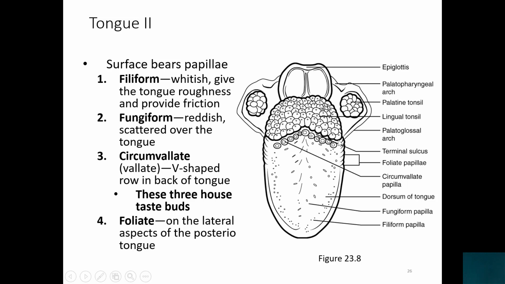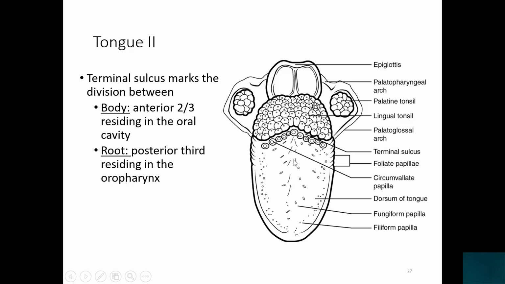Finally, there is one more type of papilla on the sides. It's called foliate papilla. They do not have taste buds. The front part, about 2/3 of the tongue, is called body of the tongue. The back part, posterior part, is called root of the tongue. It has lingual tonsil sitting on it. And the border between those 2 parts is called terminal sulcus.